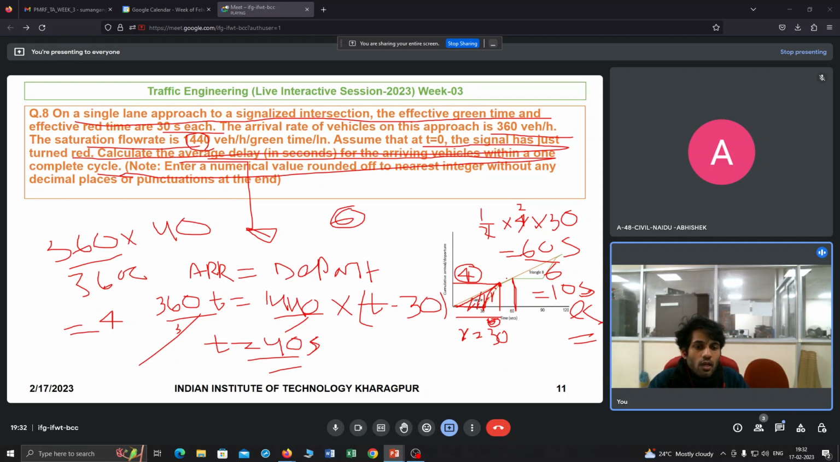So why do we take half into 4 into 30, why not 40? Because it is up to 30 only, that portion. Due to that portion only, vehicles will incur delay. After that, vehicles won't incur any delay, right? But your axis will be 4. So it is the horizontal projection of the triangle that will give you the delay, right? Horizontal projection of the triangle.